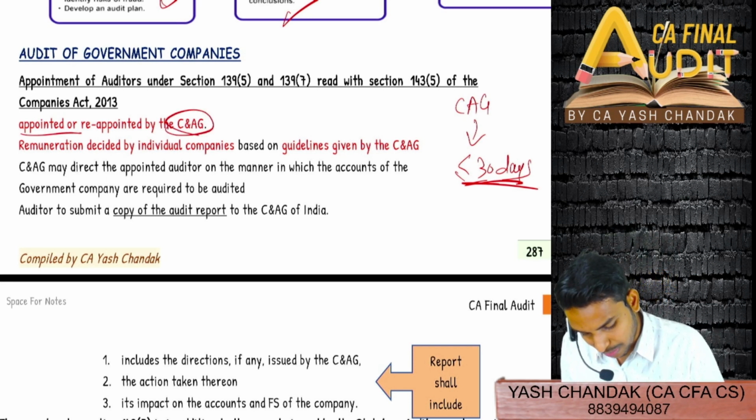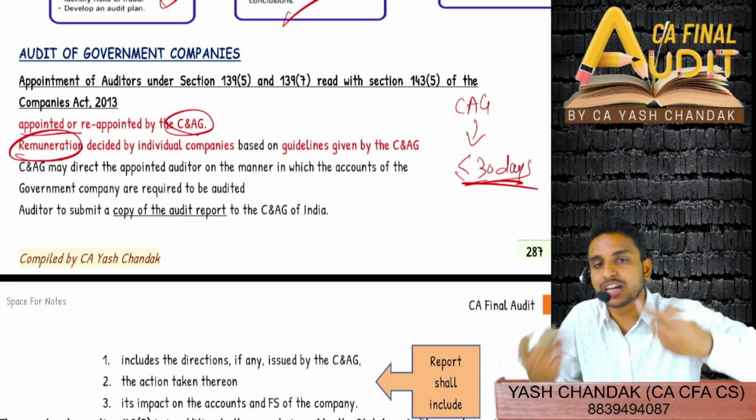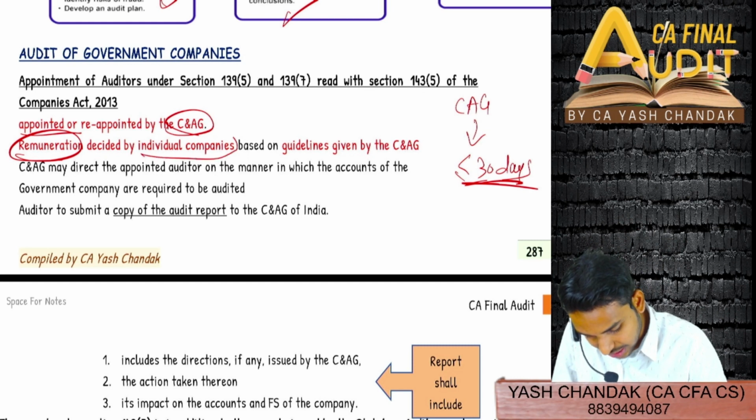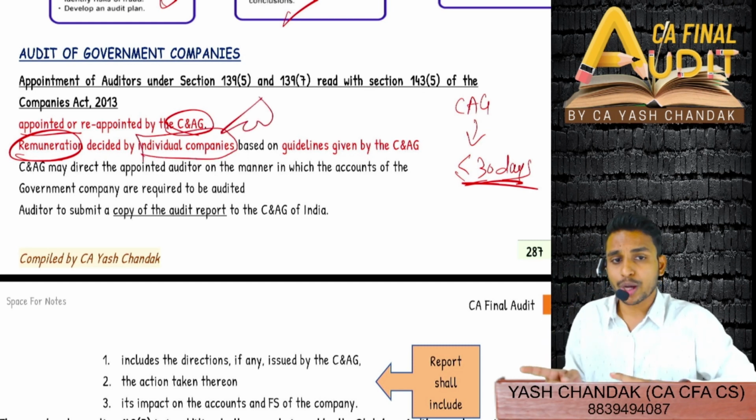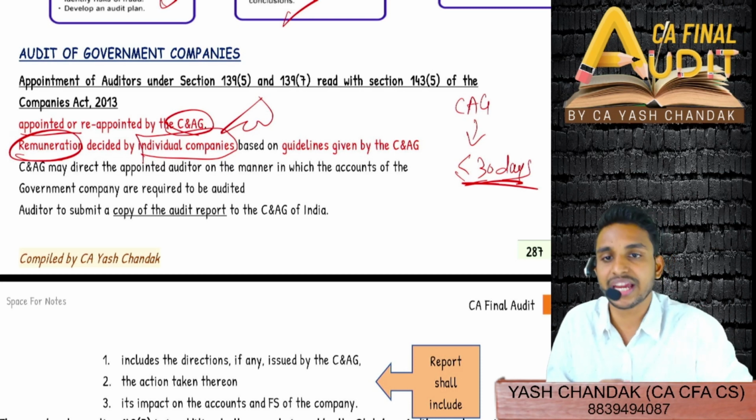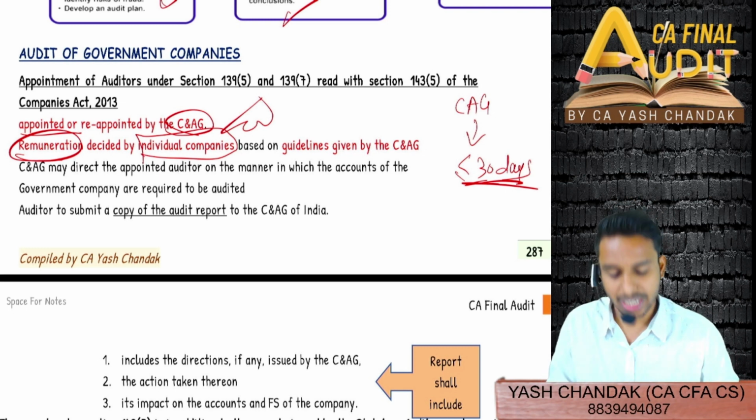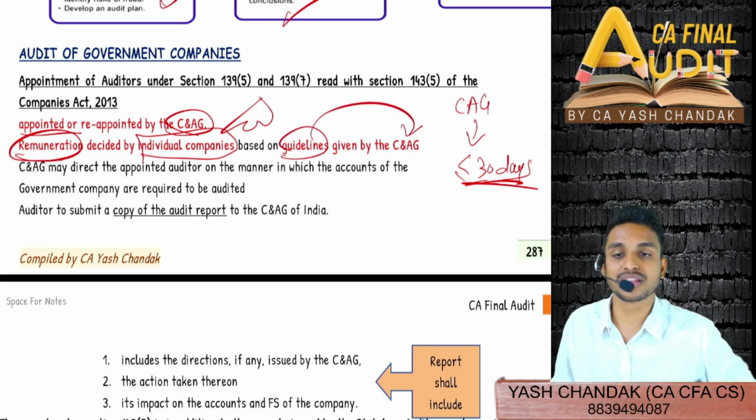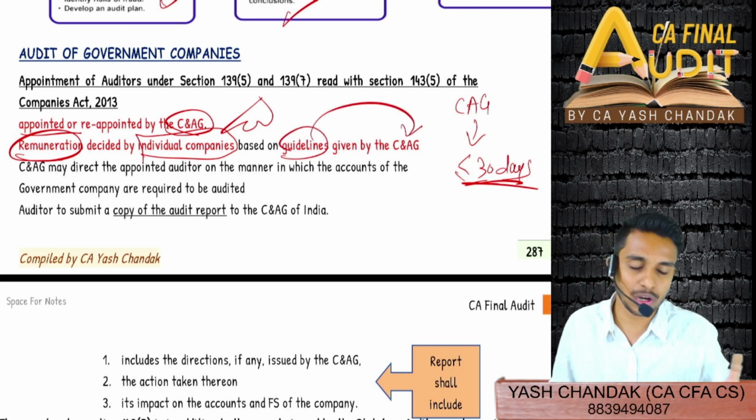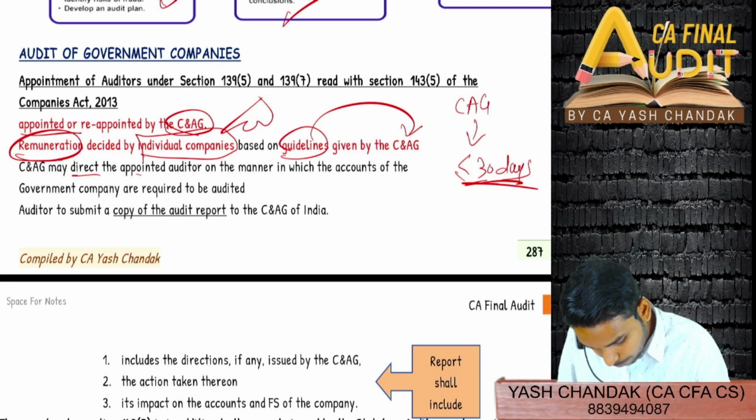Appointment or reappointment shall be done by CAG, but the remuneration is not done by CAG. Remuneration is guided by CAG, but is decided upon by the individual company itself. So remark the difference. Appointment is done by CAG, but remuneration is decided by the AGM itself. In the individual companies, they'll decide in the AGM itself the remuneration of the auditor as per the guidelines, of course, prescribed by the CAG.